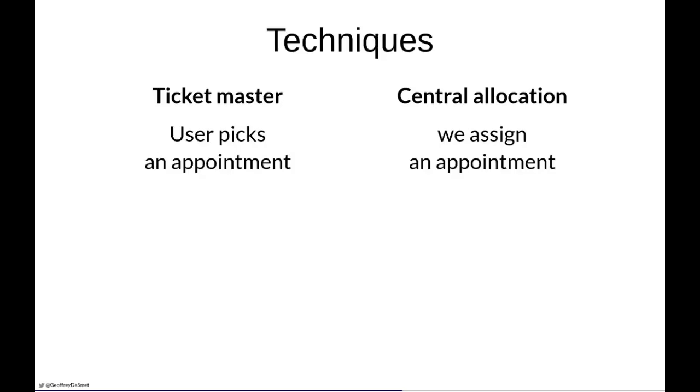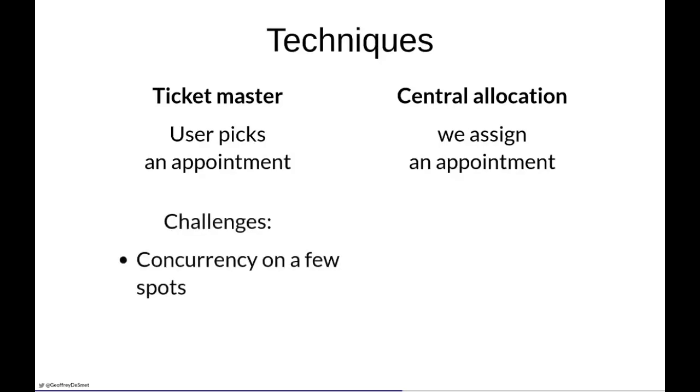In the Ticketmaster approach, the user goes to an application and picks her or his favorite appointment. In the central allocation approach, we give them an appointment with our scheduler. Now, the Ticketmaster approach, even though it seems quite user-friendly, has a few major challenges.